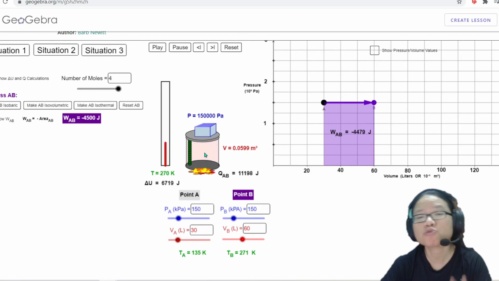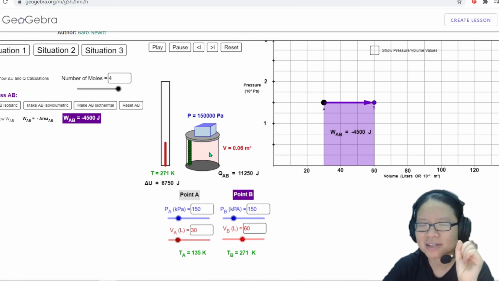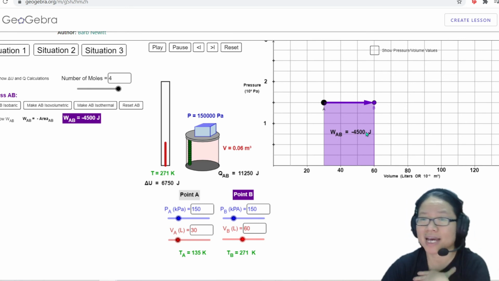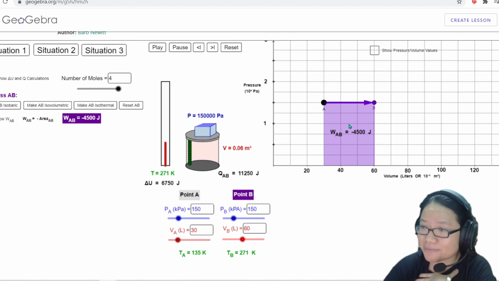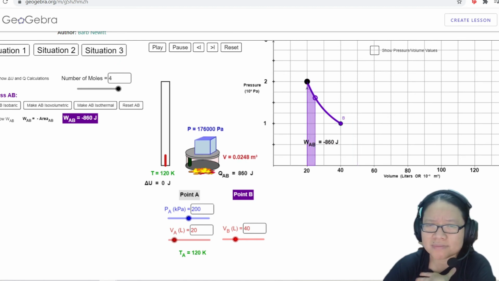The gas is pushing against this block. They assume this block is atmosphere. The gas is pushing against the block. So if the gas does the work, the gas energy will decrease. This is negative. All right. And sometimes pressure is not constant. Maybe we get something like this.